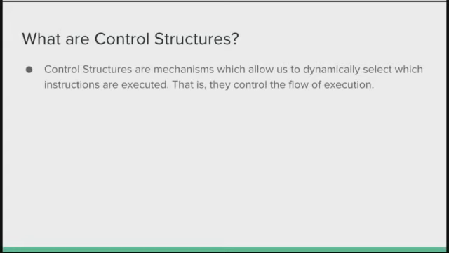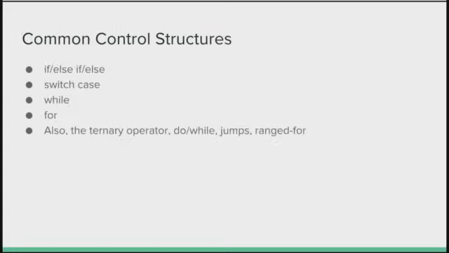So let's dig right in. We're going to be looking at some various control structures here. There's the if, else if, and else. There's switch cases. There's while and for. We're going to be talking about those first four up there. Additionally, there are the ternary operator, do whiles, and jumps. There's ranged fors. There's all kinds of stuff. There's more complicated control mechanisms such as event-based.